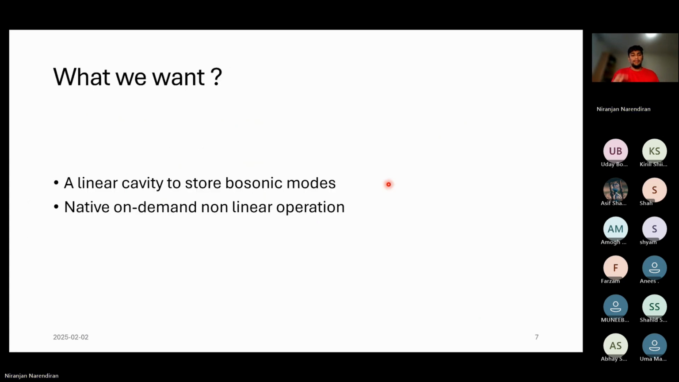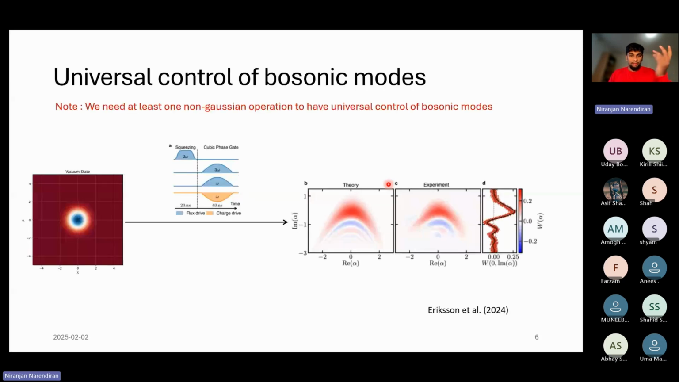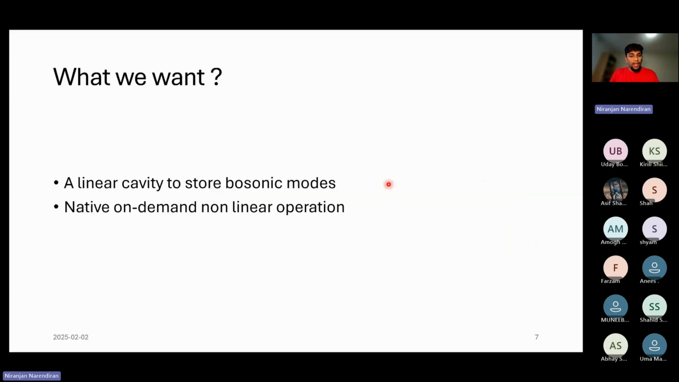What do we want? We want a linear cavity to store bosonic modes. Why does it need to be linear? As I said, if it's linear, then the energy levels are equally spaced. So we want such a system, right? And then we want a native on-demand nonlinear operation. That means you need to do some sort of nonlinear operation like a 3 omega tone or a cubic gate, which gives you non-Gaussianity. But at the same time, you should be able to do it on demand. Like you should be able to send a pulse there and this operation turns on and off.